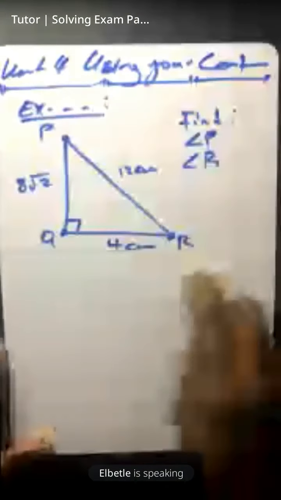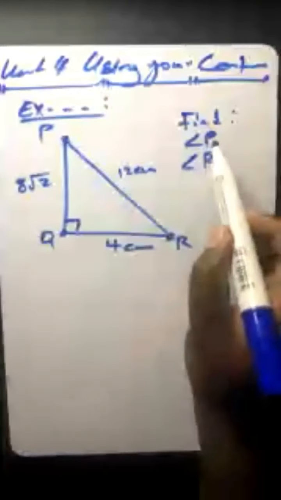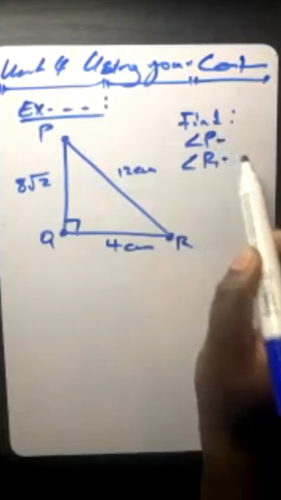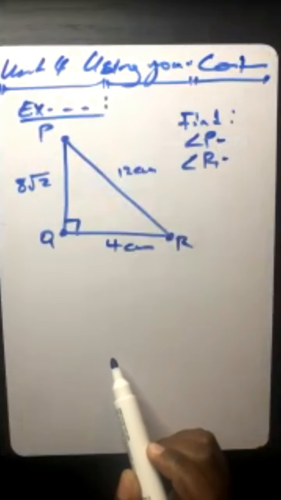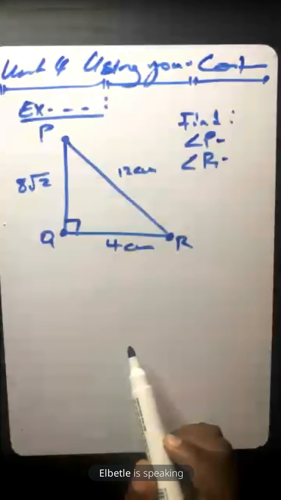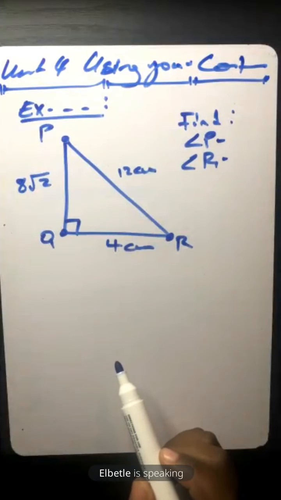Yes, it makes sense, 100%. So can you see that you can now easily find maybe angle P and angle R? You do know how to calculate those, isn't it? Or do you want me to take you through? Yeah, take me through it.